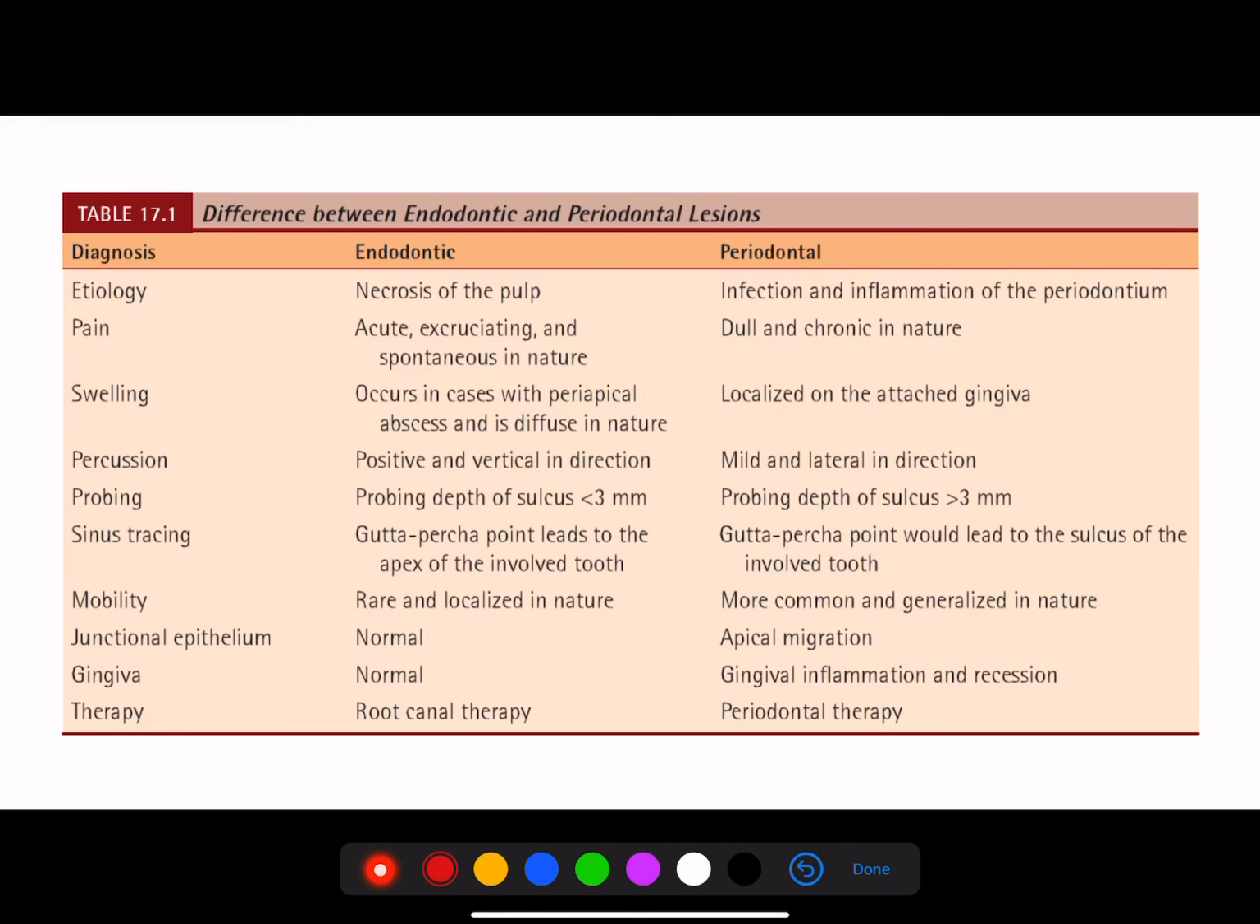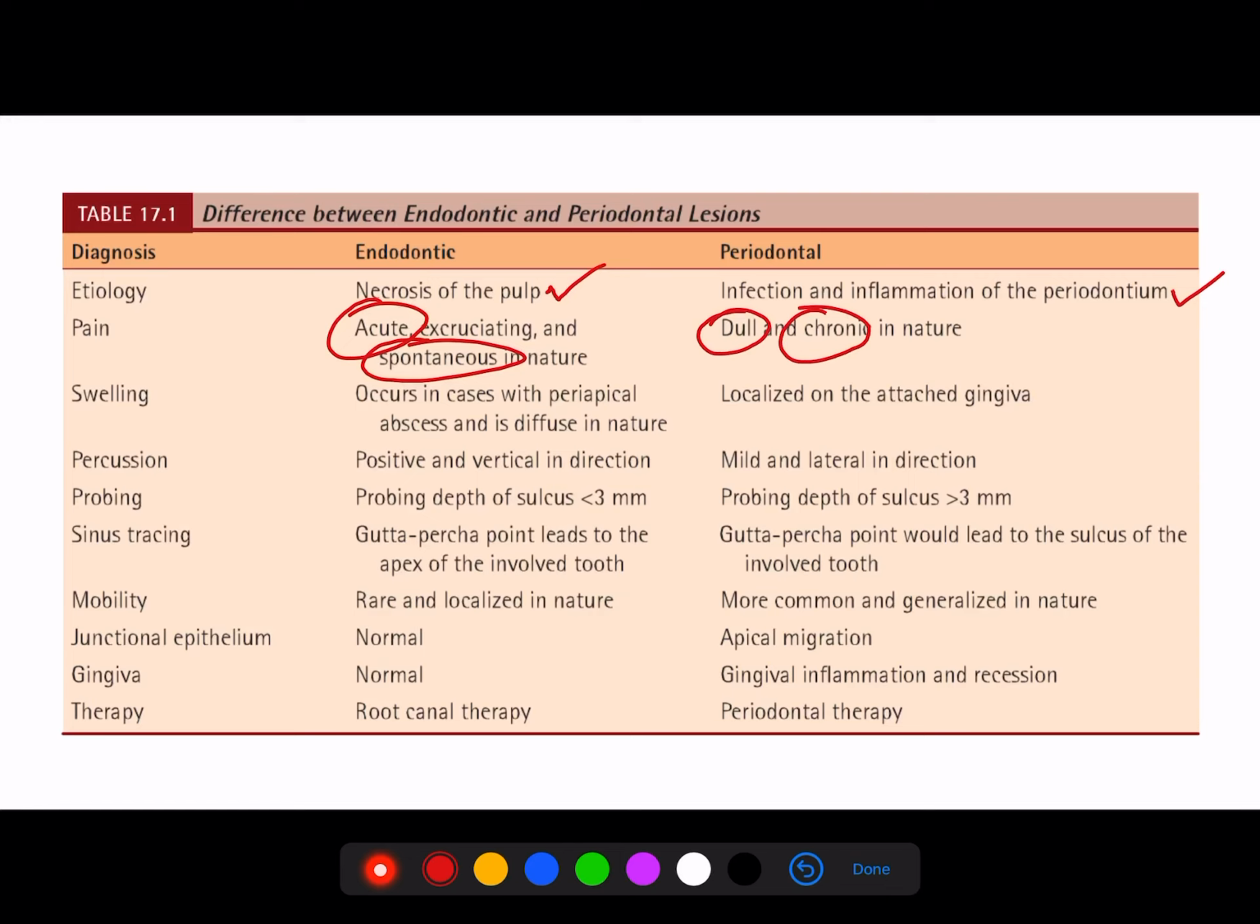So this is a basic difference. I mean, you're well versed with this. I'm just going to make a note. The etiology of an endodontic lesion is the necrosis of the pulp, and the etiology of a periodontal lesion is the infection and inflammation of the periodontium. When I'm talking about the nature of the pain, it is acute and spontaneous. Most of your periodontal pains are dull and chronic.